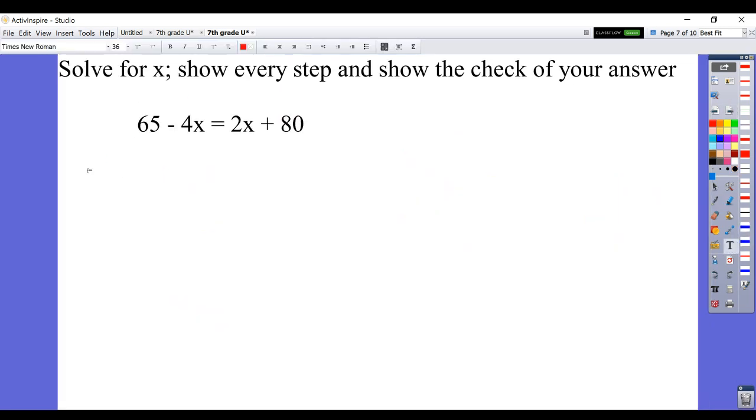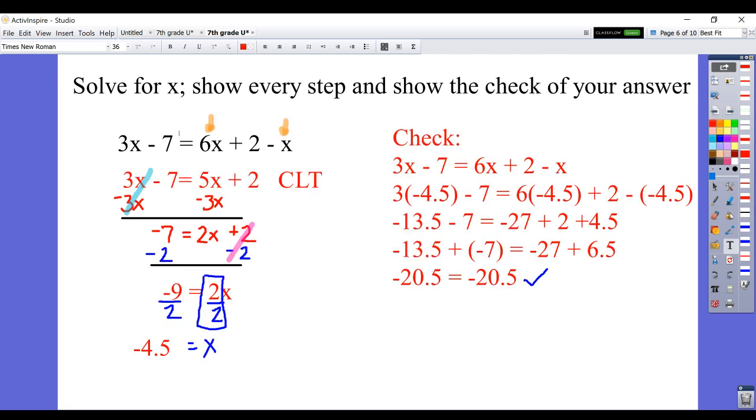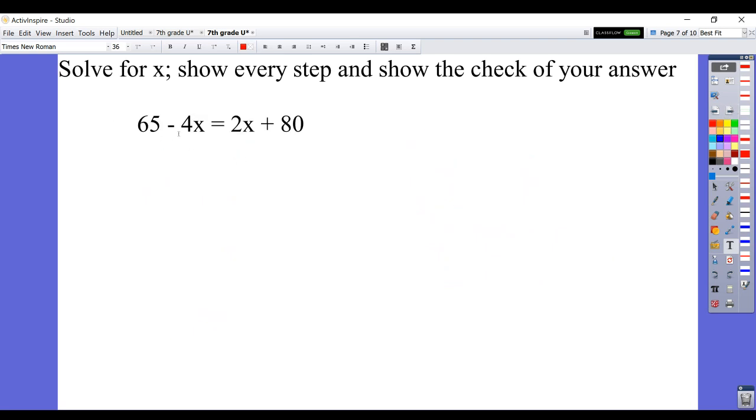All right, so same concept here. We're going to solve and then show the check. Now, this time, it's not quite as elaborate as the last one because we don't have to combine any like terms. All right, that was our first step here on this one, remember. But here, there's no like terms on the left or on the right. So we're going to start by simply trying to get our variable to the same side. So I'm going to add a 4x to both sides.